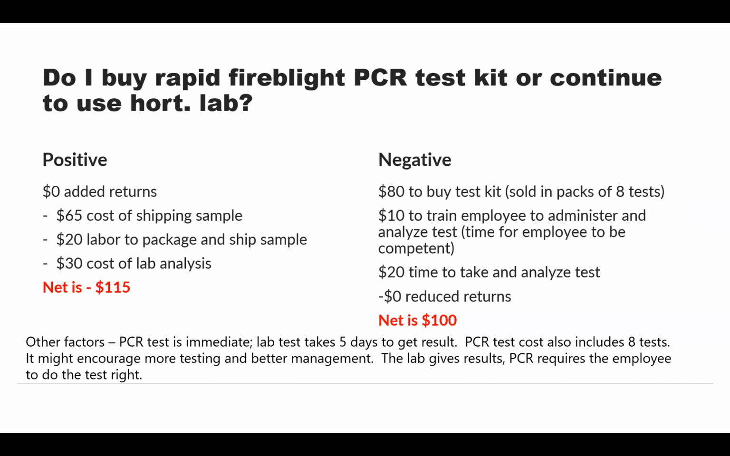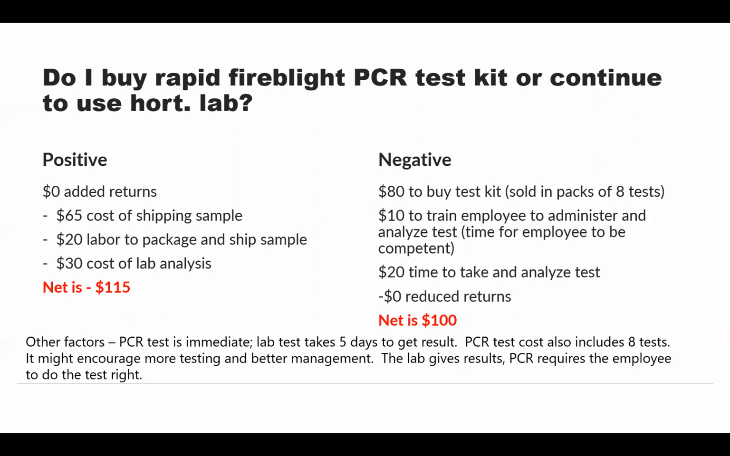So this is an example of one, from a study that I did a few years ago. Do I buy rapid fire blight PCR test kits or do I continue to use the Hort Lab for testing fire blight? The positive would be, there's really no positive, there's no added return, no added value that I can quantify from switching over to the PCR test. But I would reduce costs. I no longer have to ship samples, so that would save me $65. I wouldn't have $20 labor to package and ship the sample to get tested. And I wouldn't have the lab analysis fee for the Hort Lab. So I would be at negative 115 if I switch over to the PCR test.